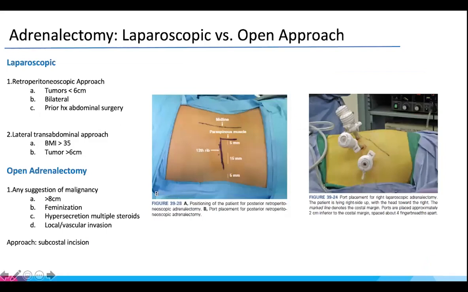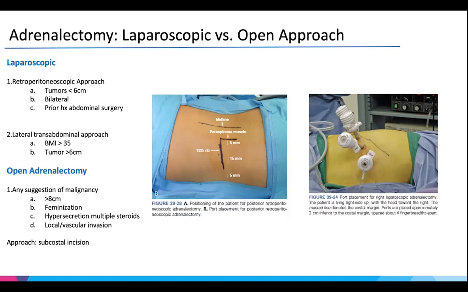So in terms of approaches for adrenalectomies, you can see the picture here, image on the left. This is indicating port placement for a posterior retroperitoneoscopic adrenalectomy. So in terms of laparoscopic, this approach is going to be for tumors that are less than 6 centimeters, bilateral, and for those that have had a prior history of abdominal surgery. For a lateral transabdominal approach, indicated for patients with a BMI greater than 35 or tumors greater than 6 centimeters.